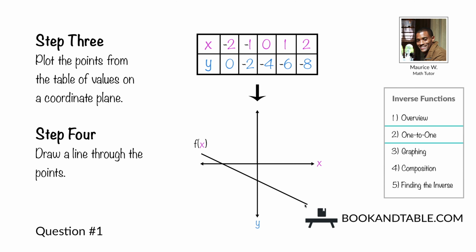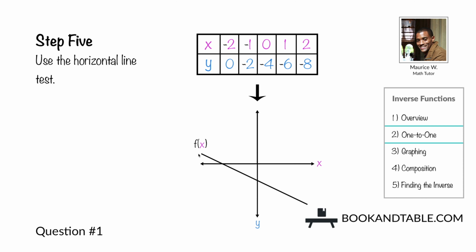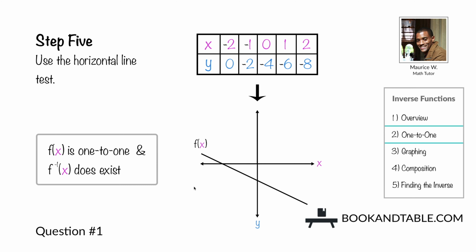And now that we have a sketch of f of x, step 5 is to use the horizontal line test. So we want to draw a horizontal line at different points along this curve to see if anywhere along this curve we intersect more than one point, and we do not, which means f of x is 1-to-1 and f inverse of x does exist.